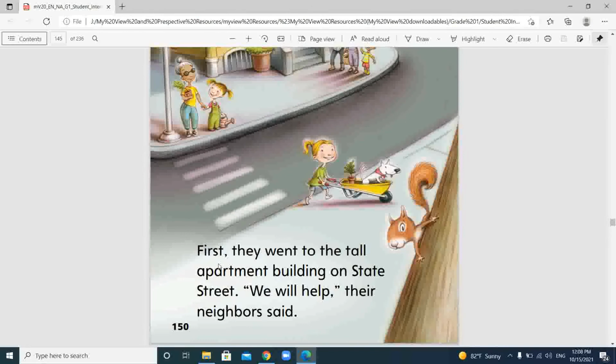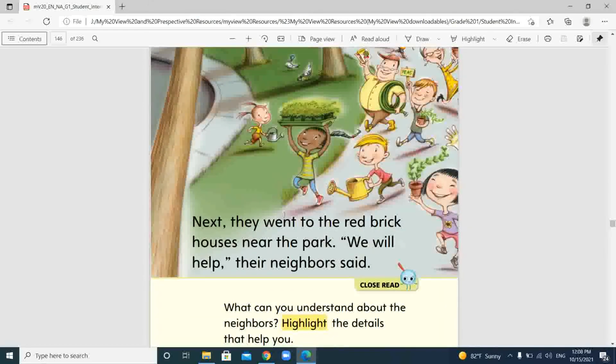Okay, let's go and read the first sentence again. First, they went to the tall apartment building on State Street. What word did the author use to describe or tell about the building? He said tall. Tall is the word used to describe the building, right? Next here it says, next they went to the red brick houses near the park. We will help, their neighbor said. So they went to the red brick houses near the park, also in their neighborhood, and their neighbor said, okay, we will help too. All right?